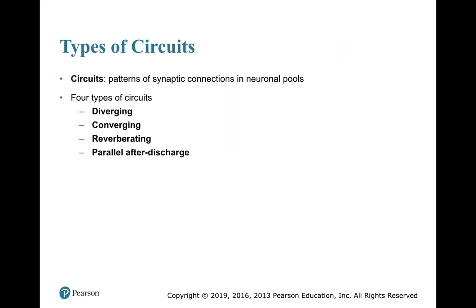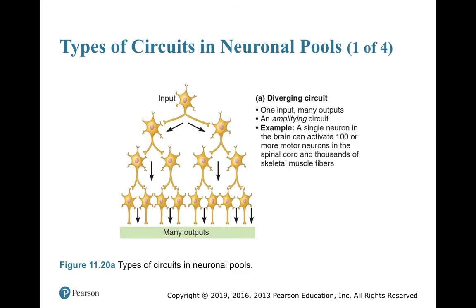We also have circuits. Circuits are patterns of connections within neural pools, and there are 5 types of circuits: diverging, converging, reverberating, and parallel after discharge. So in a diverging circuit, we get one input. That input is passed along, and the information spreads out, and we get many inputs after that. It is an amplifying circuit.